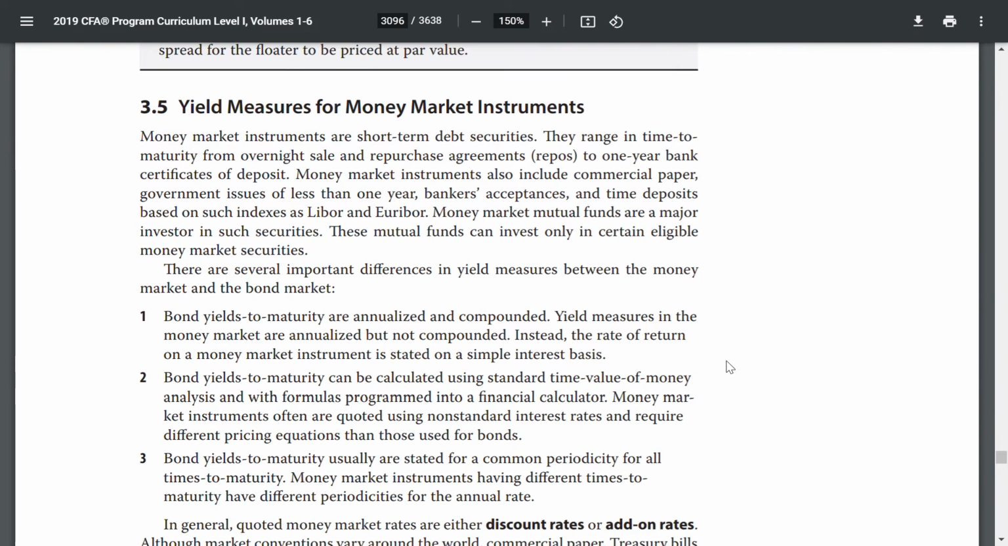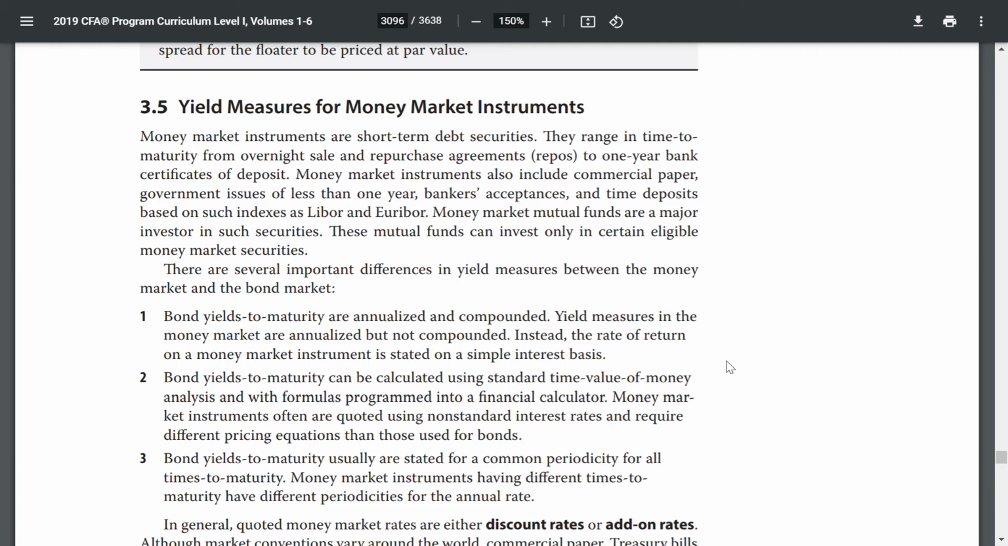Yield measures for money market instruments. Money market instruments are short-term debt securities. They range in time to maturity from overnight sales and repurchase agreements, or repos, to 1-year bank certificates of deposit. Money market instruments also include commercial papers, government issues of less than 1 year, bankers' acceptances, and time deposits based on such indexes as LIBOR and Euribor. Money market mutual funds are major investors in such securities.